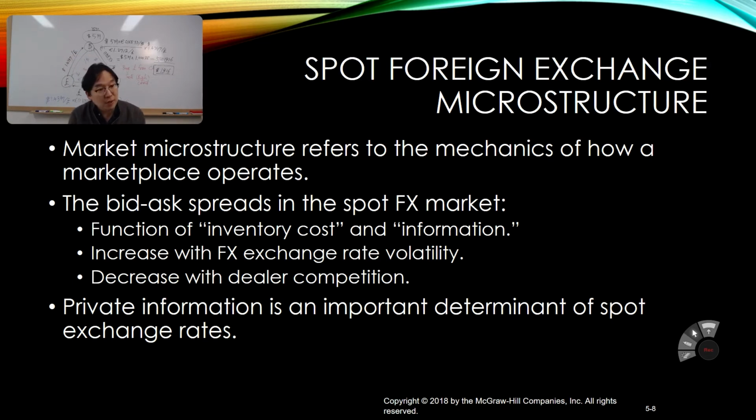And then it increases with FX exchange rate volatility. Volatility, of course, the price fluctuates. Imagine yourself working as a market maker of Bitcoin. How much of a bid-ask spread would you charge, as opposed to a US dollar, Korean won dealer, right? Market maker. A lot more for Bitcoin because there's huge volatility going on. And you never know what's going to happen to the price of this inventory that you carry. So that's why. And it decreases with dealer competition.